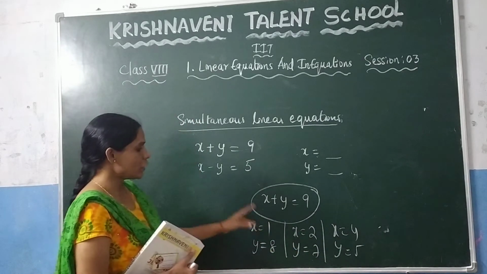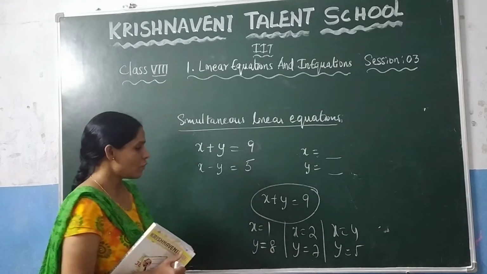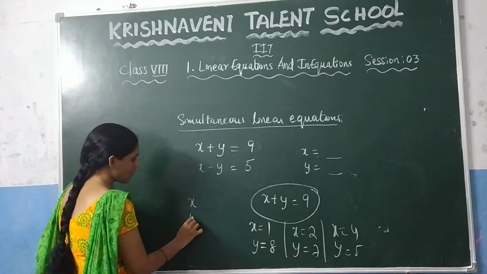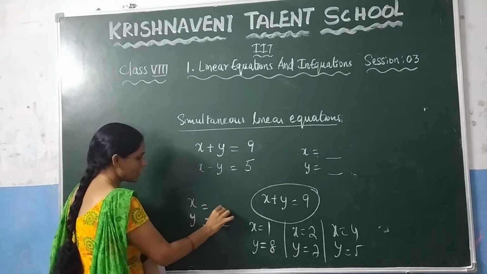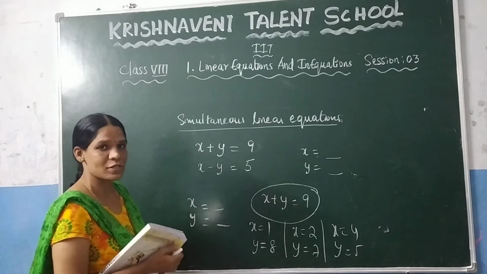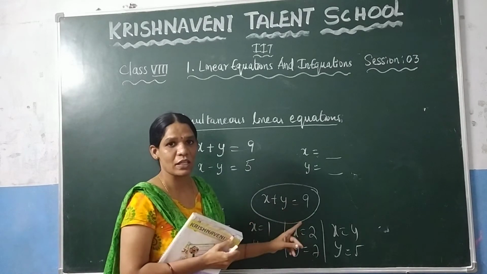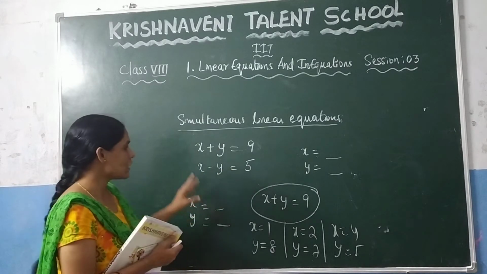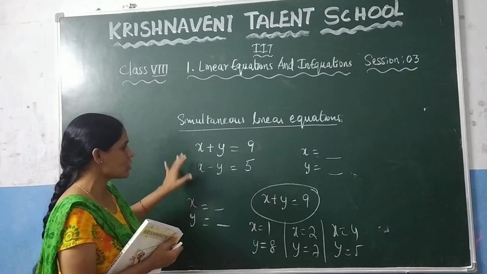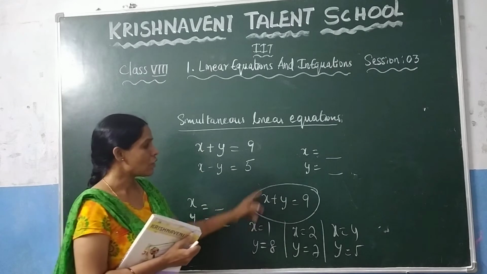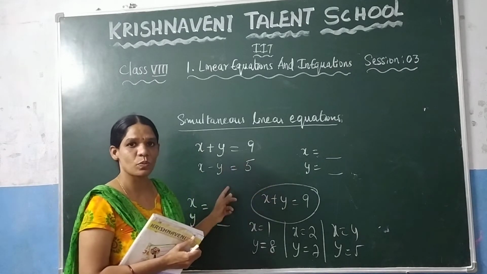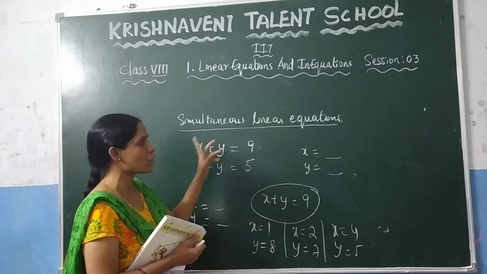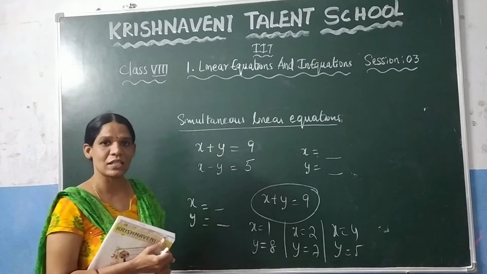But here you need to find only one value which satisfies x and y. Is it possible that you will get only one value? No, it is not possible if you have only one equation. For that reason, you need to take one more equation, such that if you solve these two equations, you will get the value of x and y which is unique and it satisfies both the equations. Such types of equations we call simultaneous linear equations.